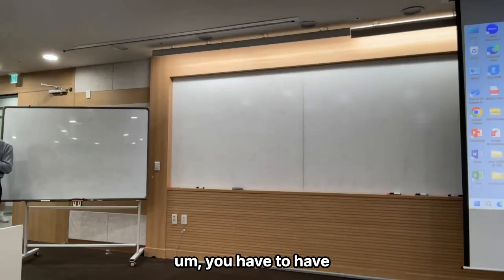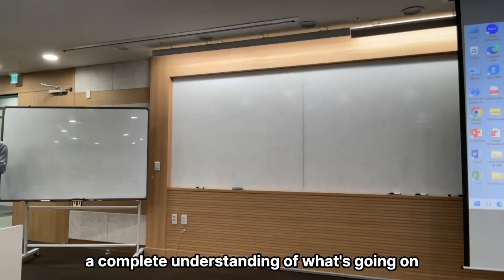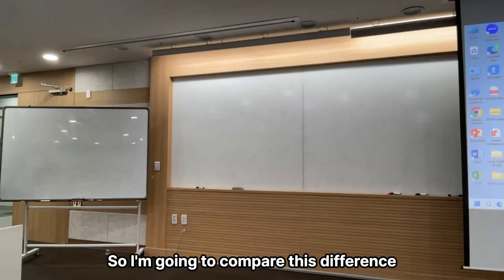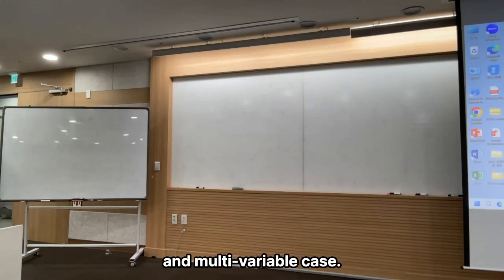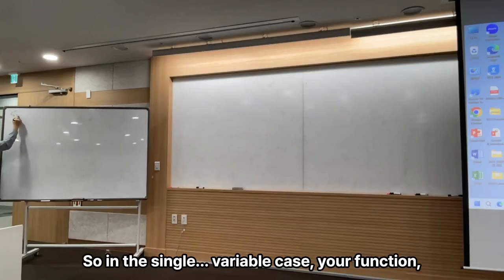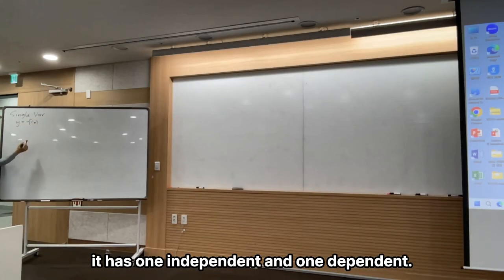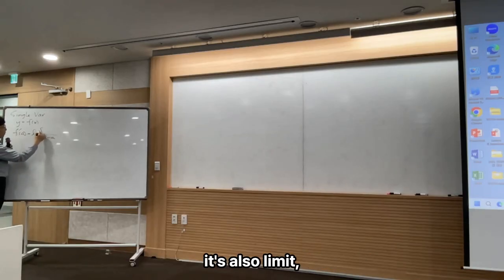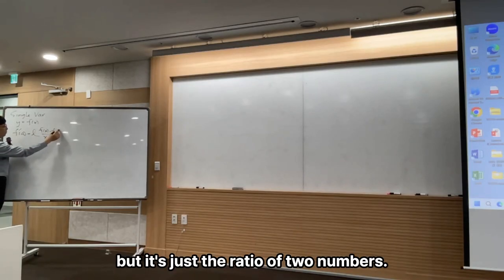You have to have a complete understanding of what's going on in the multivariable function. So I'm going to compare the difference between the single variable case and the multivariable case. So in the single variable case, your function has one independent and one dependent variable, and the derivative at a certain point is also a limit, but it's just the ratio of two numbers.